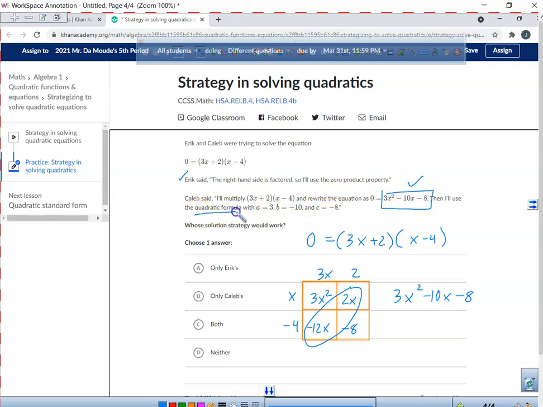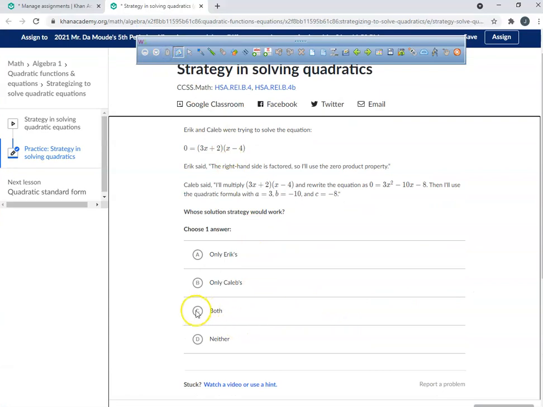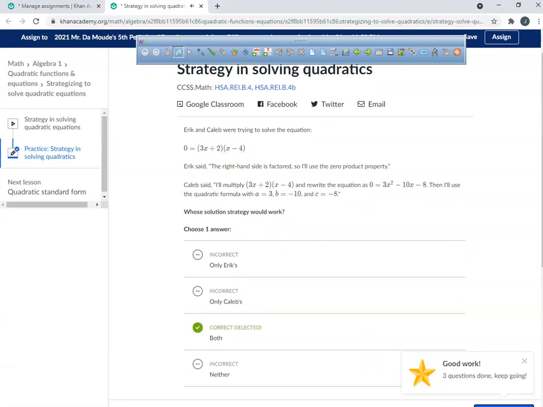So could you use the quadratic formula after distributing everything? It would just take so much longer. But yes, Caleb, I'm going to say it would work. Eric's just going to beat you and look at you funny. All right. But it would still work. Okay. So I'm going to say both would work.